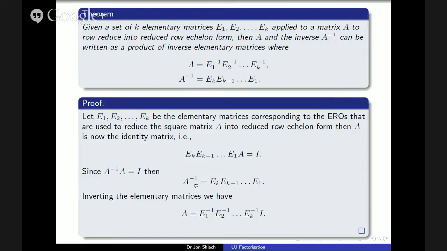If that's A inverse, all I do is invert the elementary matrices. Remember, when you invert the product of matrices, you reverse their order as well as inverting them. And this gives you A. So that's a quick proof of how we can calculate A and A inverse using elementary matrices.